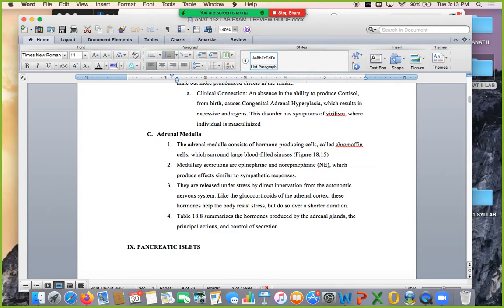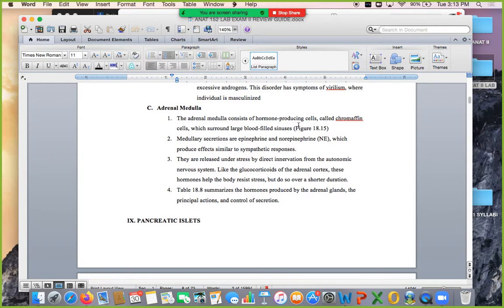The adrenal medulla is going to have hormone-producing cells. Those are called chromaffin cells. You may have heard of those previously when we were talking about fight or flight versus rest and digest. But these guys are going to surround areas that are filled with blood, so large sinus pools of blood. And we have medullary secretions inside here, namely epinephrine and norepinephrine.